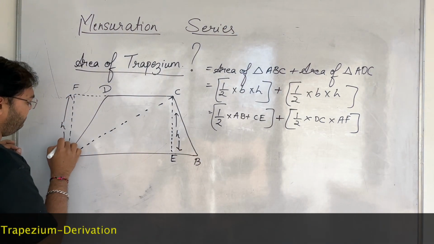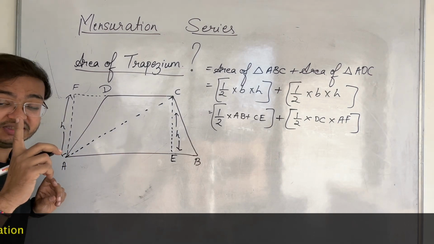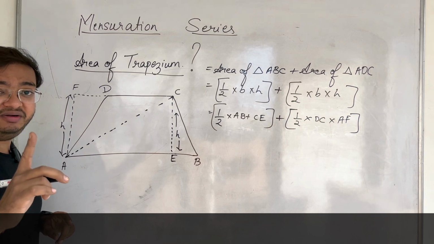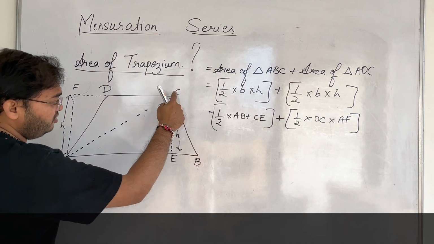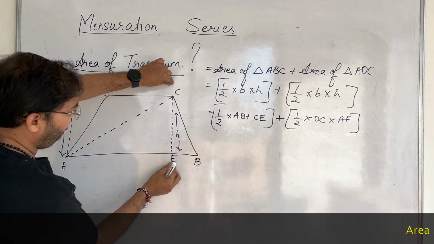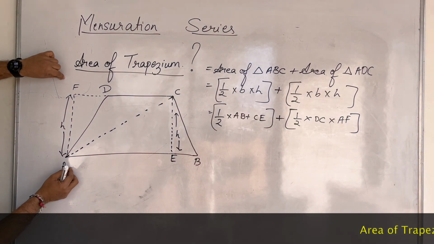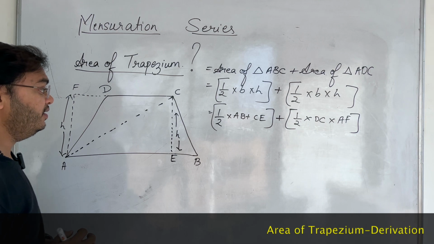The reason is very simple, because the distance between the parallel sides, that is AB and CD, is the same. Here also CE is having the same distance. Same way, if I take this CD from here to here, then AF is also having the same distance. That means I have considered both as a height only.